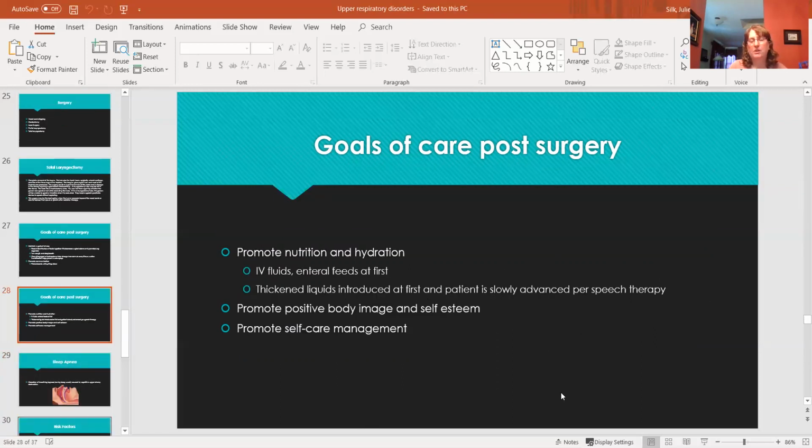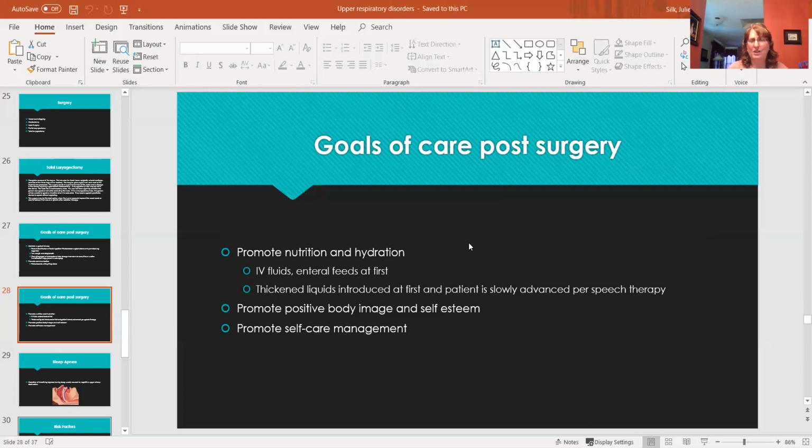Other things that we're going to be concerned about after surgery would be nutrition and hydration. So again, their airway is going to be messed up after this. So you have to promote nutrition and hydration by giving them IV fluids. You may have to do some kind of tube feed for a while until they're able to work with a speech therapist and try and get back on a diet of some sort.